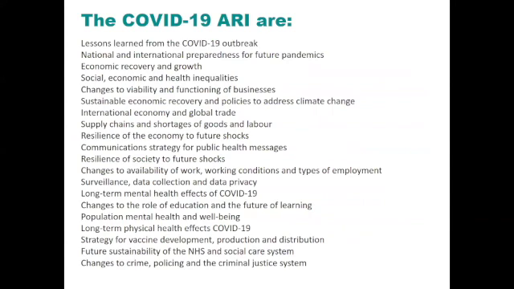So I'll include the link in the resource document, but you can see that the 20 areas that they're looking at really cover every area from economic viability, education, resilience, mental health, and so on. So it really is cross-cutting.